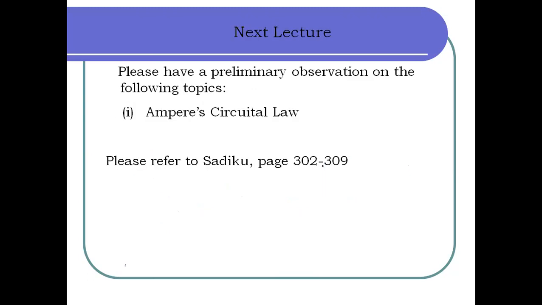That's the end of lecture 15. We have successfully covered the topics of Biot-Savart's law, which is the first law that can be used in calculating the magnetic field intensity H. Lecture 16, the next lecture, will cover Ampere's circuital law, which is another method that can be used to calculate the magnetic field intensity. The reference for this topic can be obtained from Sadiku, pages 302 to 309.